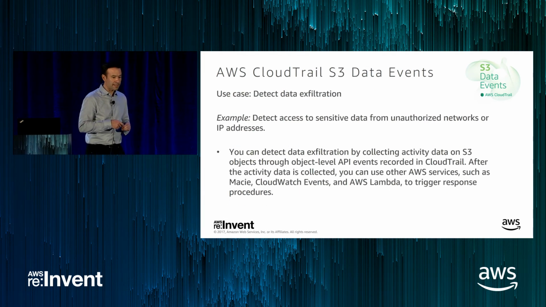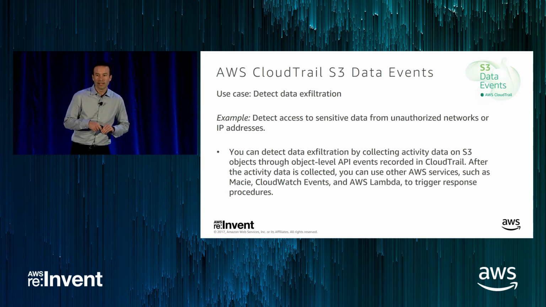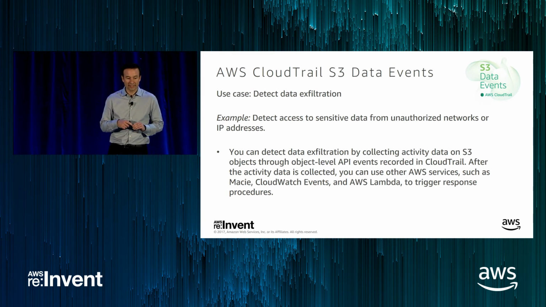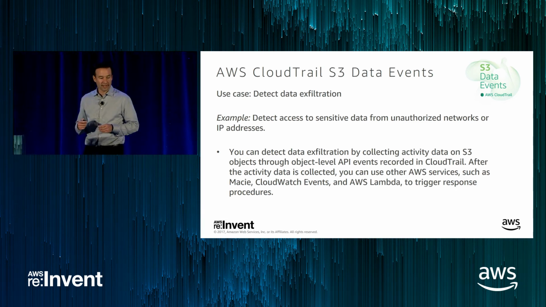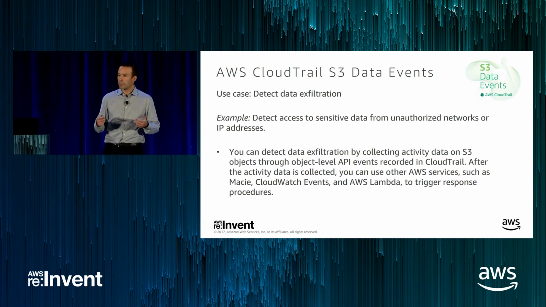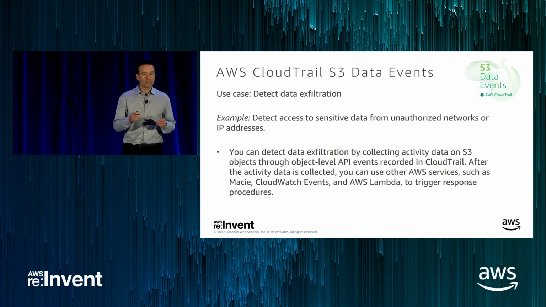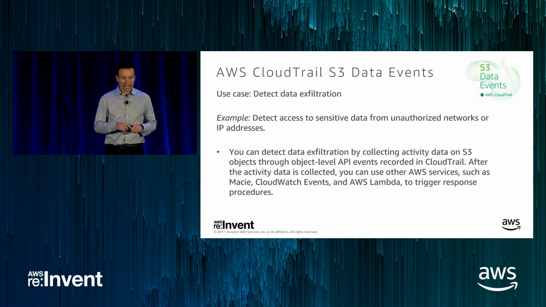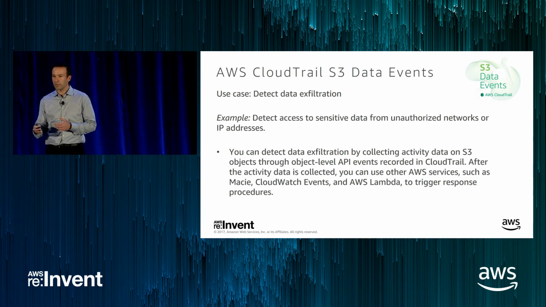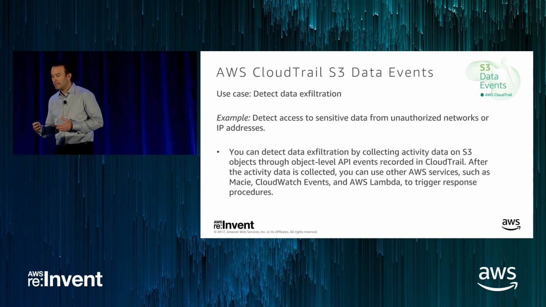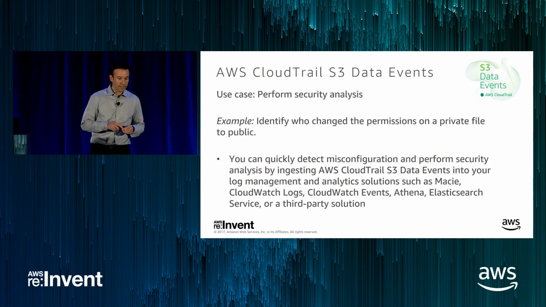Here's a use case, a very common one that we're seeing more and more: data exfiltration. Again, this is driven by compliance needs. The example is I want to detect access to sensitive data from unauthorized networks or IP addresses that are outside of my corporate network. You can do this with S3 data events by monitoring those object level API. Once you have that set up and enabled, you can create the workflow with CloudWatch events and Lambda to trigger some responses. And this is actually the demo that we'll do here.